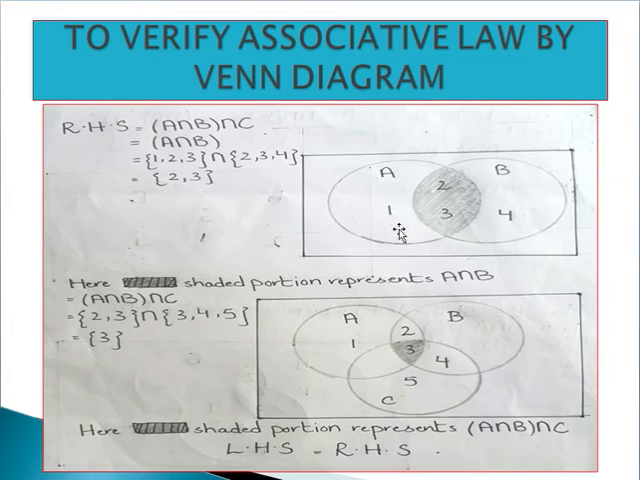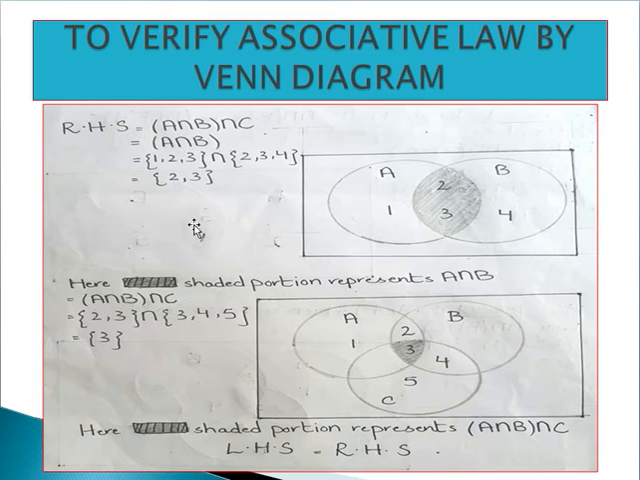A has elements 1, 2, 3, B has elements 2, 3 and 4. Here, students, circles are overlapping. It means this same portion, that is 2 and 3, is our intersection. So the shaded portion represents A intersection B. Now (A intersection B) intersection C.